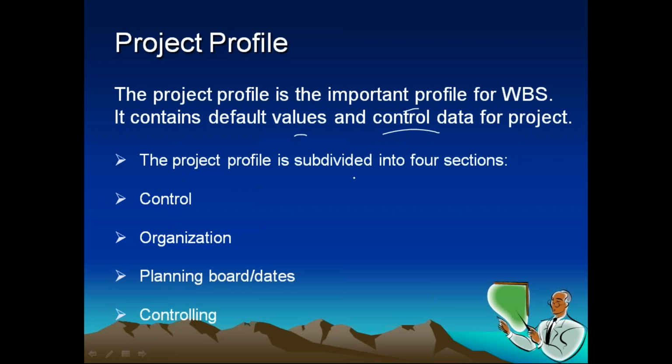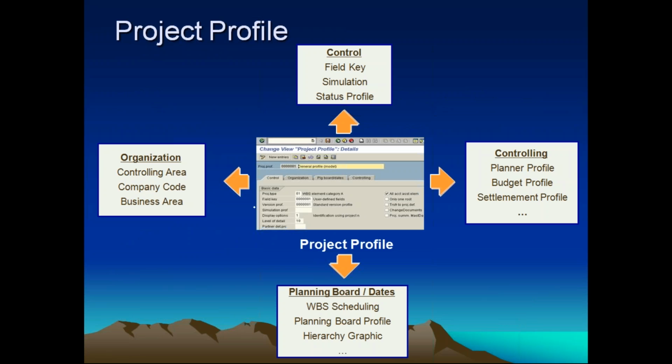The project profile is divided into four sections: the control data, organization data, planning data, and dates tabs. There are four different options: control data tab, organization data tab, planning data tab, and dates tab. The control data tab has the field key. The field key determines which field is required and which field is optional.